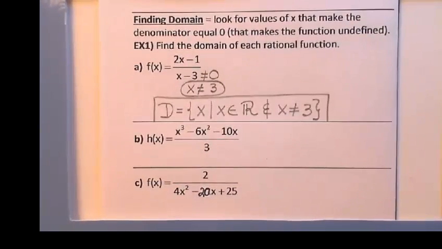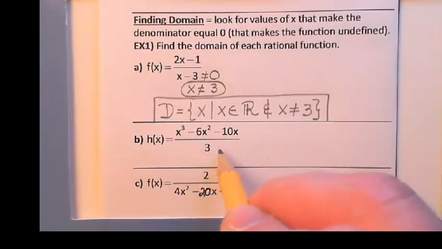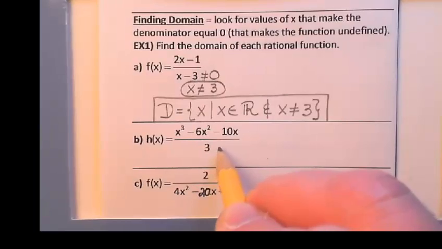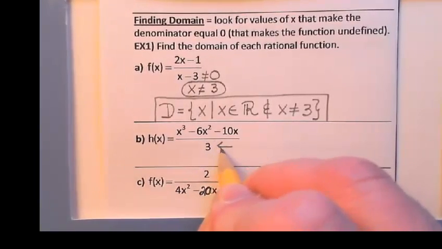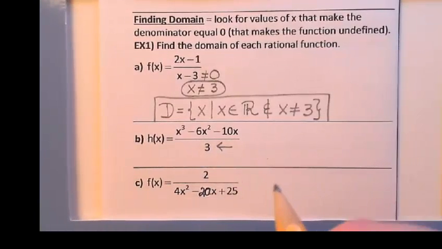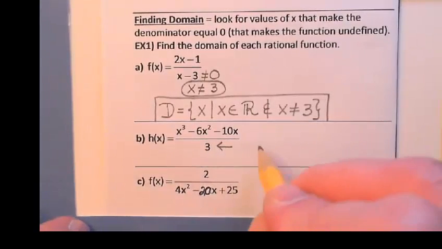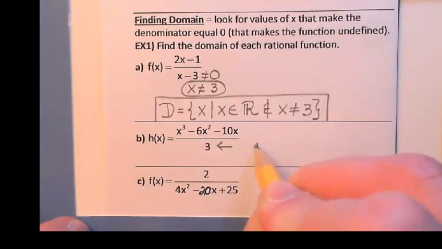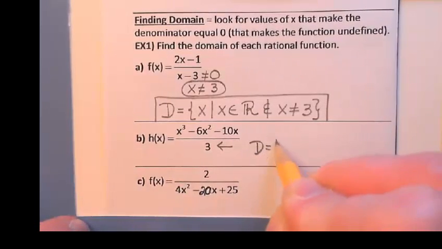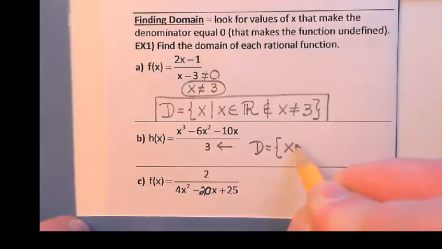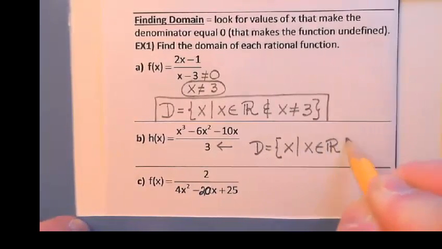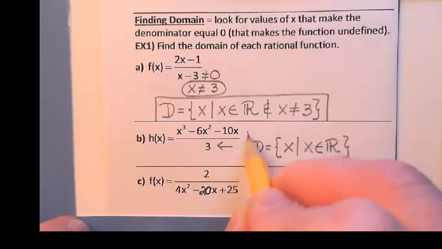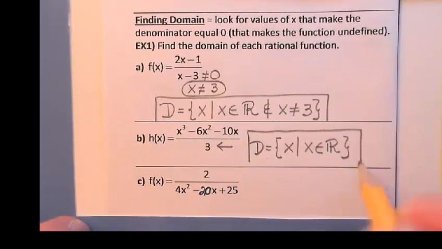Let's go to letter B, h of x. If you notice, the denominator is only the number 3, so the x has no impact on what happens to the denominator. Will there be any chance the denominator will ever become 0? The answer is no. So x can be any value. My domain will be x such that x belongs to all real numbers, and that's it. There are no restrictions. x can be any value in the real numbers. So we're done.